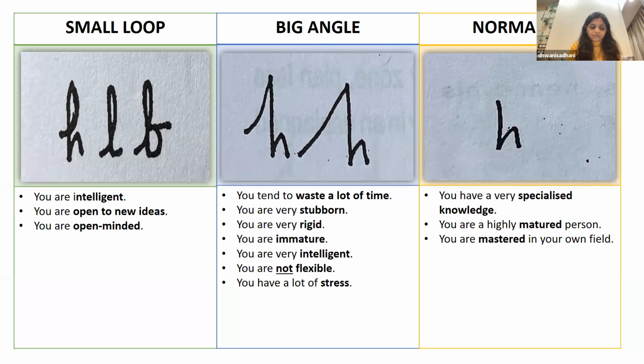All right. Then we'll go to the normal H. So now this is the ideal H, the normal one. This would mean that you have specialized knowledge. It would mean that in whatever field you have selected, there is always going to be one or two things in which you are going to be very good at. So whatever specialized knowledge you have, you're going to be very great with that. You're a highly mature person and you have mastered your own field.